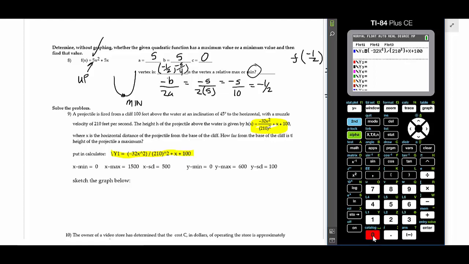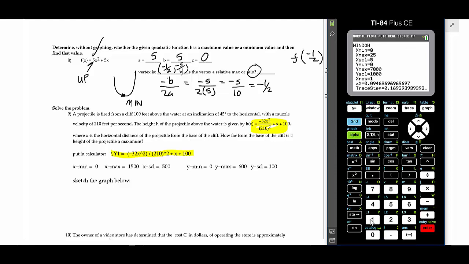Now what you want to do is set a window. I went ahead and figured out a window by playing with it. Since the initial height is 100, my y max has to be bigger than 100, because the projectile is coming up. You have a parabola opening downward because you have a negative 32x squared. So just put in the window that I gave you here.